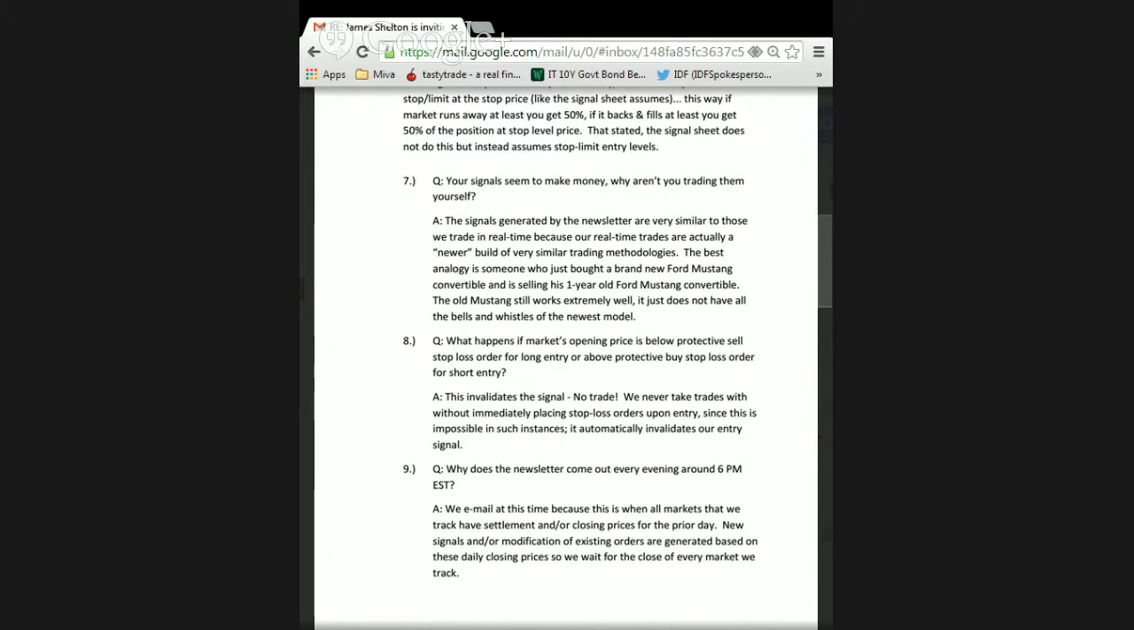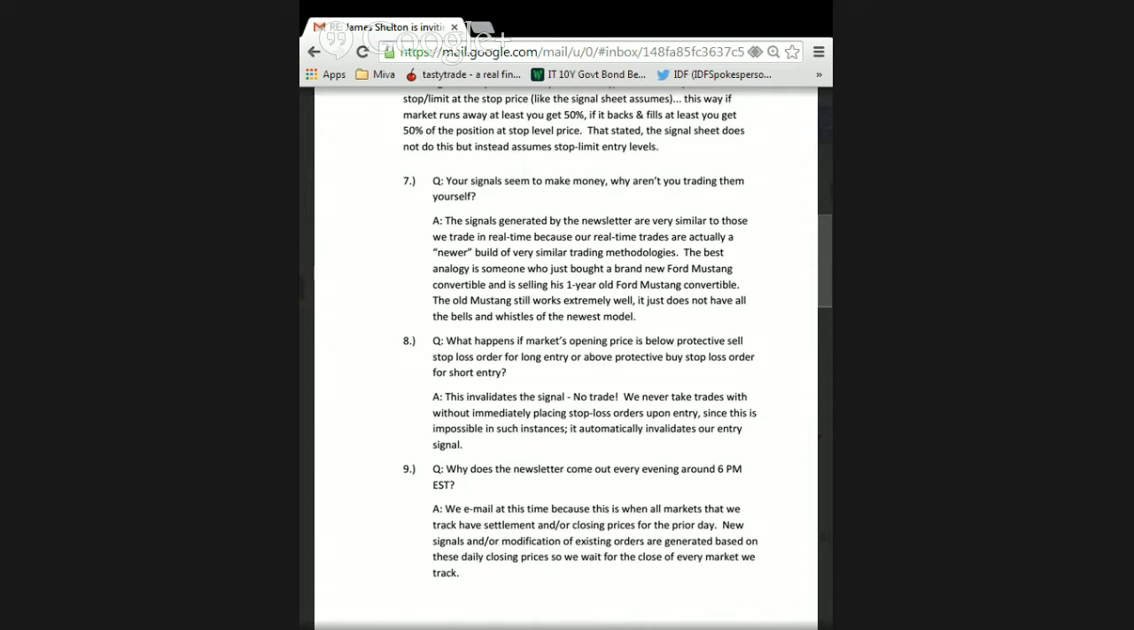Your signals seem to make money. Why aren't you trading them yourself? So the signals that are generated by the newsletter are in fact similar to those that we trade in real time, because our real-time trades are actually a newer build of very similar older methodologies.